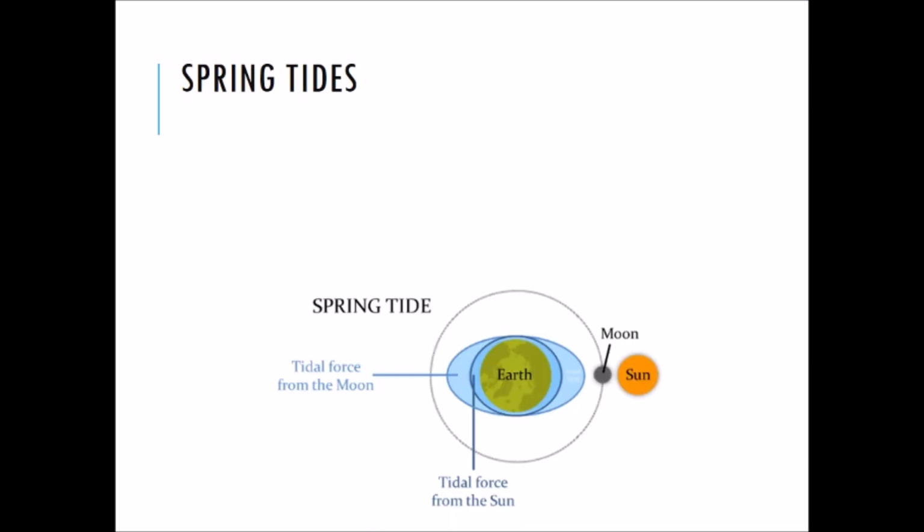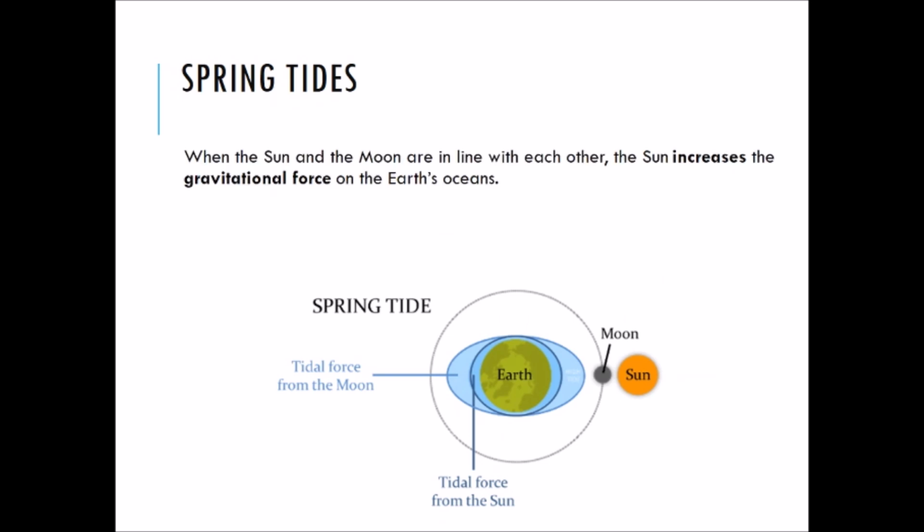Okay, so the 2 types of tides that we need to really dig into are spring tides and neap tides. When the sun and moon are in line with each other, the sun increases the gravitational force on the Earth's ocean. So when in line, so Earth, moon, sun. That's what we need to know.